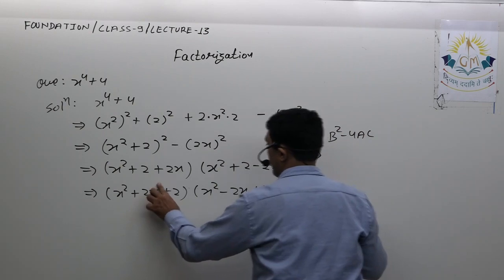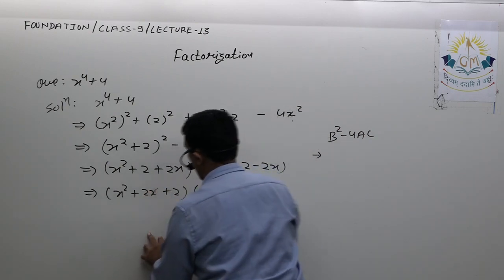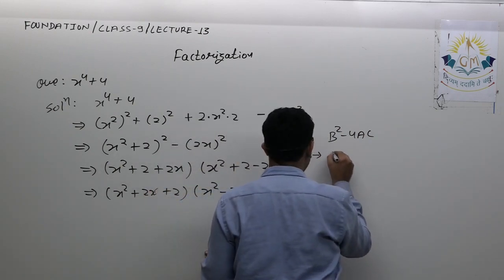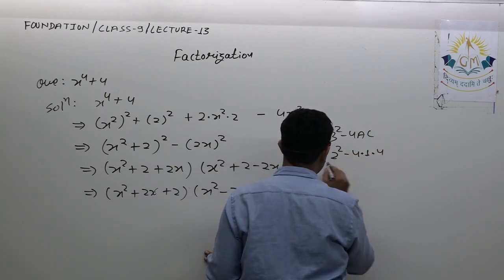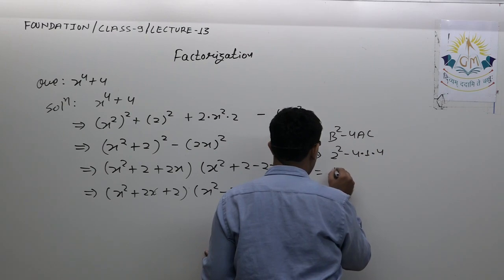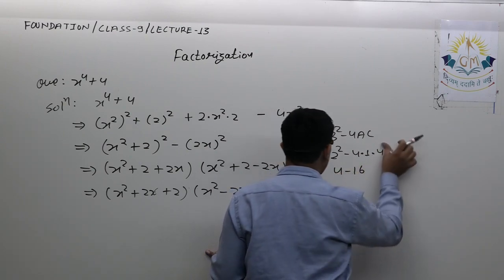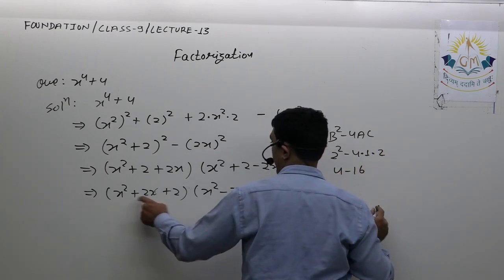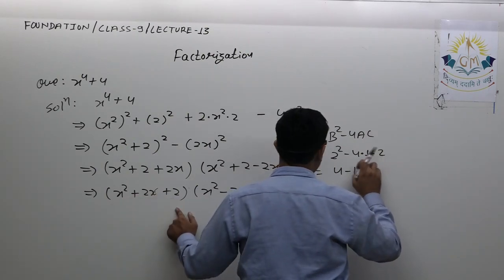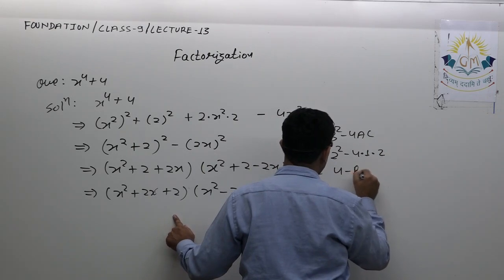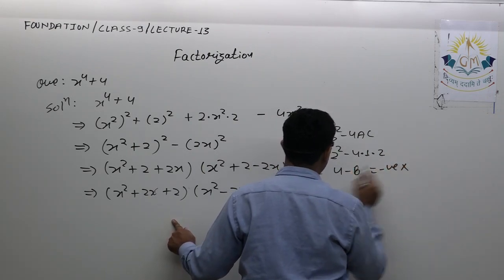For the first one, b square minus 4ac, that is 2 square minus 4 into a into c. Okay, c is 2 actually. B square minus 4 into a into c, that is 4 minus 8, negative. So it is not possible.